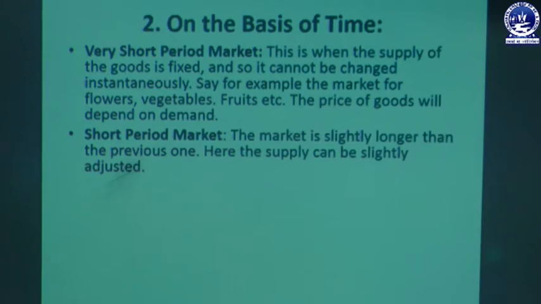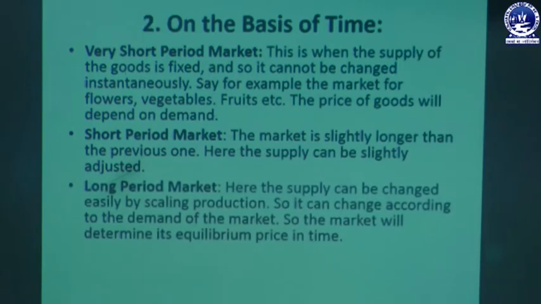Next is the short period market. The market is slightly longer than the previous one. Here the supply can be slightly adjusted. That means it is not perishable within a very short period of time. It might take a longer period of time to sustain that particular product in the market. So they are under the short period market.